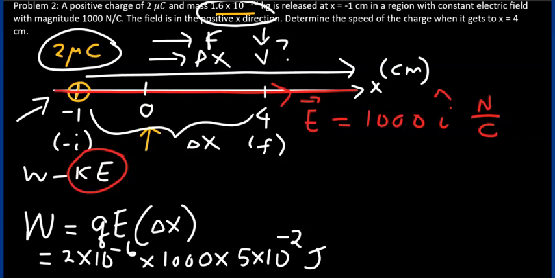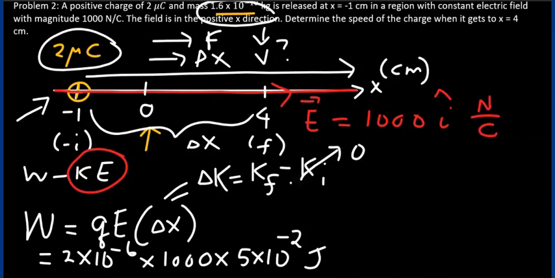Now the work that we have just computed, according to the work-kinetic energy theorem, is equivalent to the change in kinetic energy. The change in kinetic energy is the final kinetic energy of the charge minus the initial kinetic energy of the charge. The initial kinetic energy of the charge is 0 because the charge was at rest at the initial point right there.